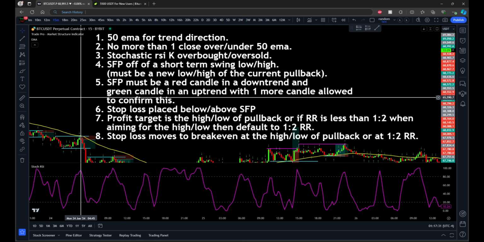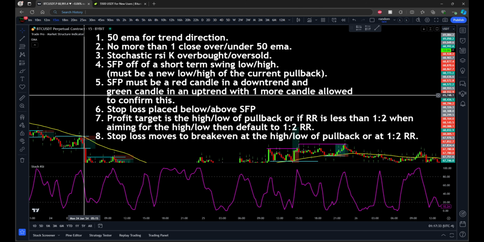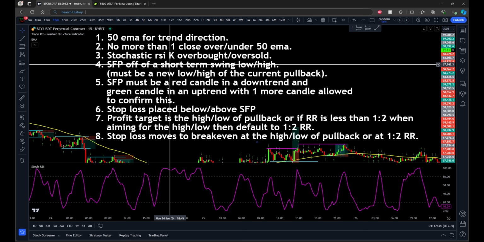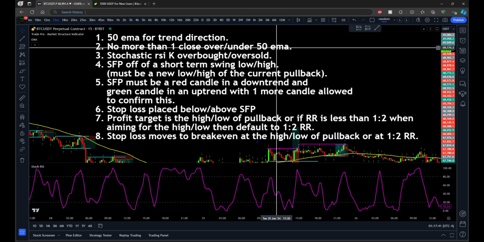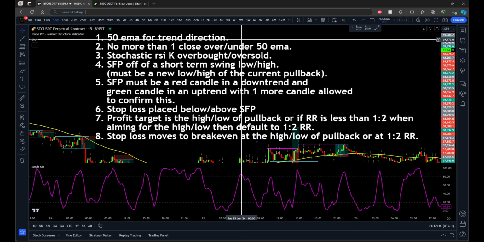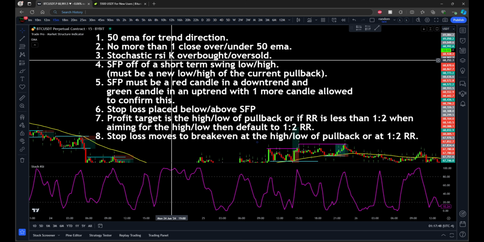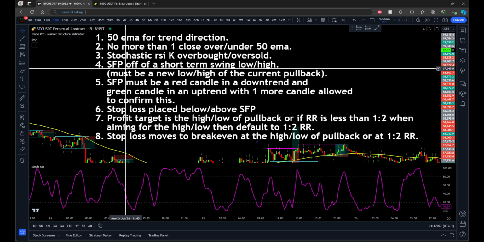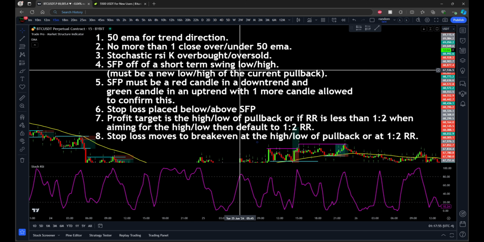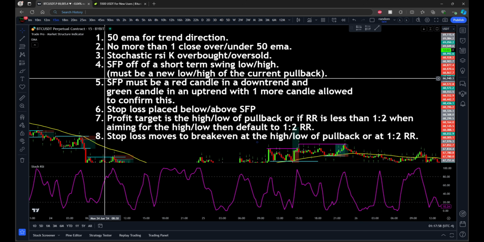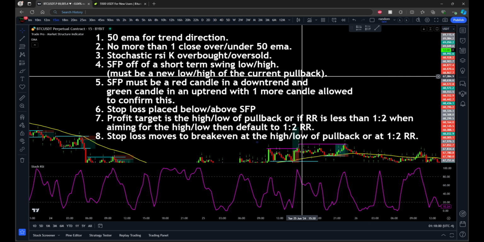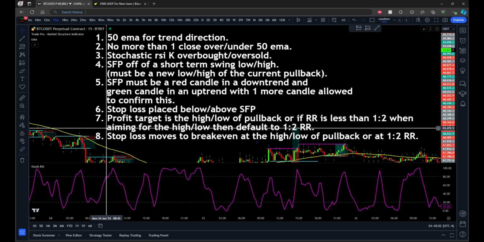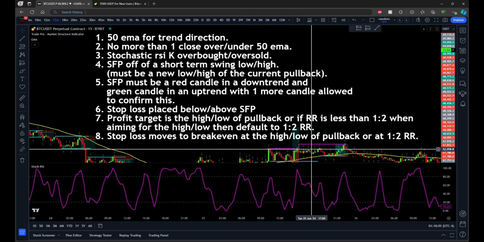So 50 EMA for trend direction, only shorting below the 50 EMA, allowing one close over or under the 50 EMA per pullback. Otherwise, it's an invalid pullback. We wait for an entirely new setup. And of course, only longing over the 50 EMA. Stochastic RSI key, overbought or oversold. Swing failure pattern off of a short-term swing low or high must be a new low or high of the current pullback. Okay, important. Notice how they're all at the highest or lowest points of the current pullback.